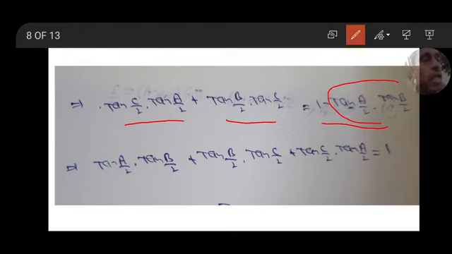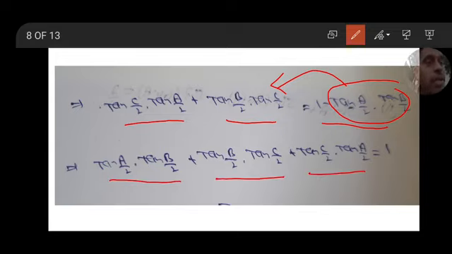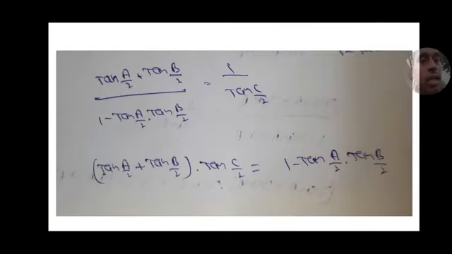If minus tan a by 2 tan b by 2 comes to the LHS, it becomes plus tan a by 2 into tan b by 2 plus tan b by 2 into tan c by 2 plus tan c by 2 into tan a by 2 equals 1. This is the answer. Because in the question the condition is a plus b plus c equal to 180, but in the question a by 2, b by 2, c by 2 is given, therefore I am dividing.